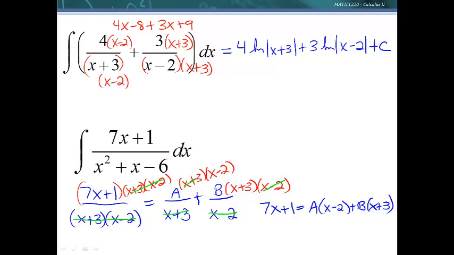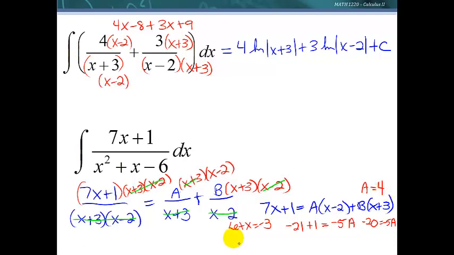This needs to be true for any x, and so I'm going to choose a convenient x that will make this easy to solve. First of all, I'm going to let x equal negative 3. Why did I pick negative 3? Because that would conveniently zero out the B term and I'll be able to find A. Substituting in negative 3 here, I would have negative 21 plus 1 equals negative 5A. Putting a negative 3 here will make this 0, so that part is gone. Therefore, negative 20 equals negative 5A, so A equals 4.